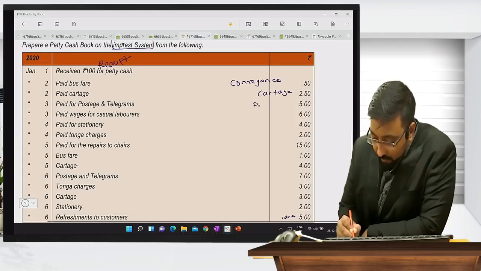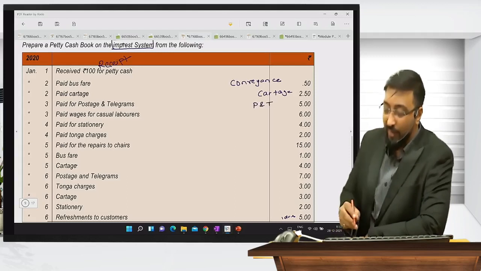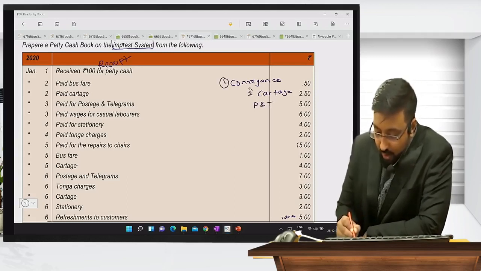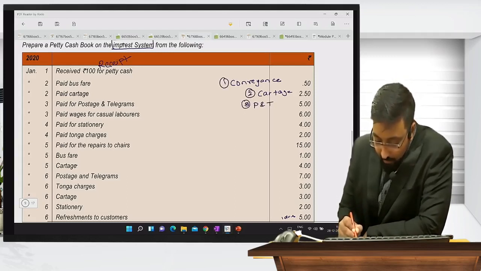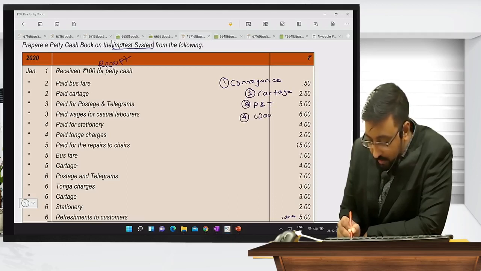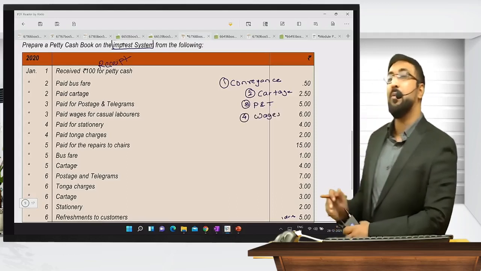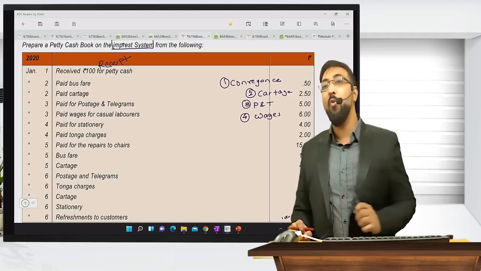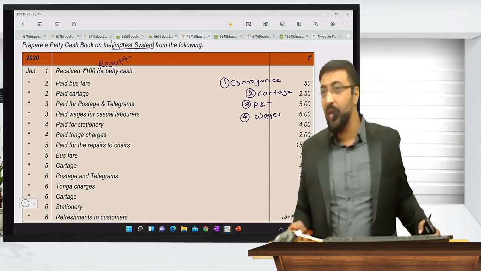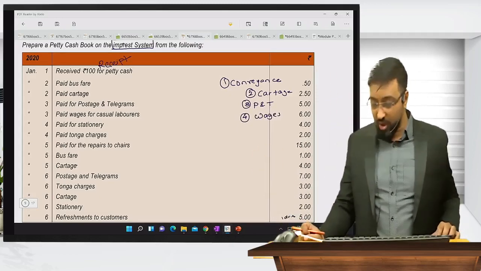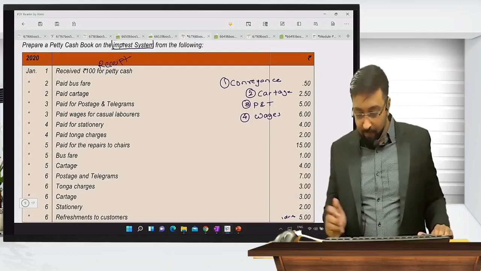Postage and telegram. We will prepare a separate head. Postage and telegram. So how many heads? 1, 2, 3. Paid wages for casual labors. Now casual labors means these labors are not fixed. If you have work, then only you will call them. So these are casual labors. So casual labors is number 4. Paid for?